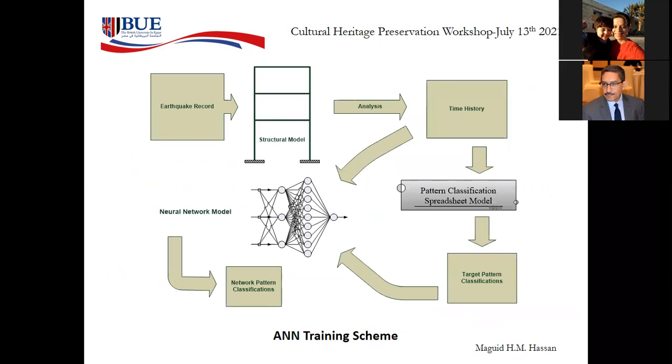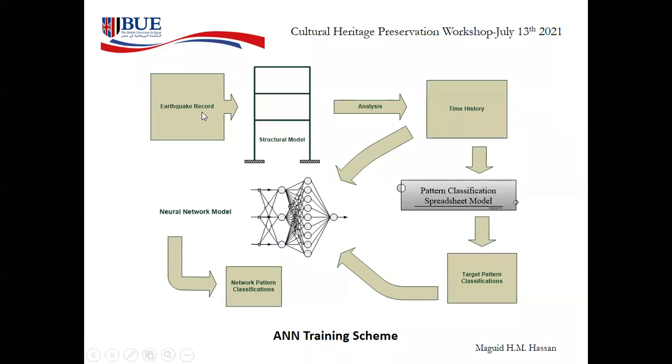So this is the training scheme or training cycle for the artificial neural networks. We have earthquake records introduced to the structure, a structural model for the building. We conduct analysis and get the time history. We have developed a spreadsheet model for the pattern classifications based on the time history, which represent the target pattern classifications. We present the time history to the neural network, compare the two, and then go through the training process.